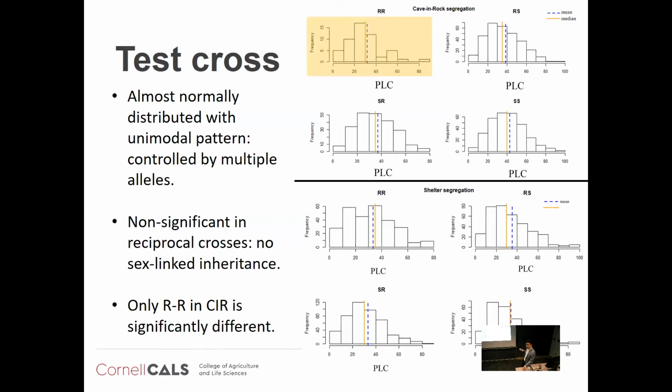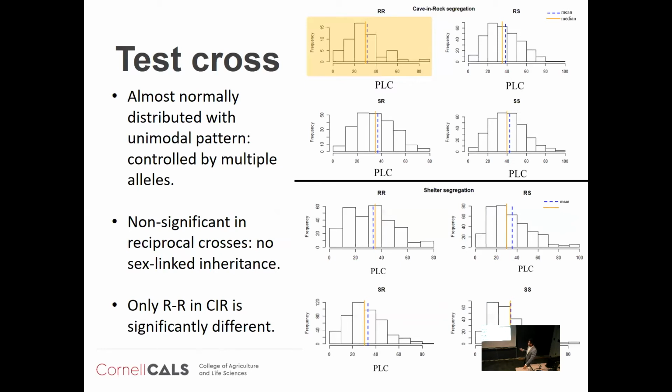The top here is the cave rock progeny, and the lower here is the shelter progeny. All of these graphs show almost normal distributions with just a unimodal pattern. There are no multiple peaks in this segregation. So I can conclude that this resistance should be controlled by multiple alleles with small effects of each allele. And because there's no significant difference between the reciprocal crosses, I can conclude that there's no linked inheritance here.